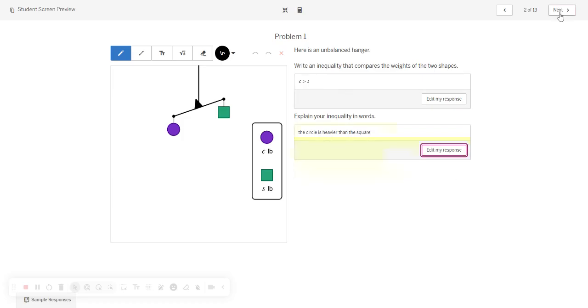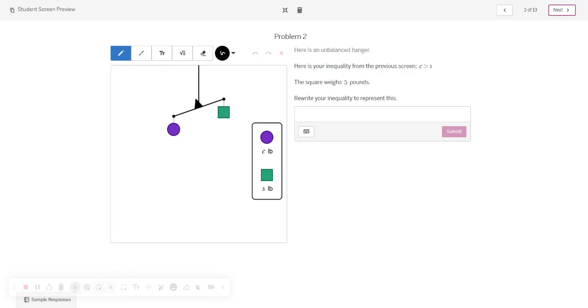Here we go. It says here's the inequality from the previous screen. If the square weighs 5 pounds, rewrite this. So if the square weighs 5 pounds, you know that the circle is greater than 5 pounds. Oops, I'm not where I can type. Circle is greater than 5.